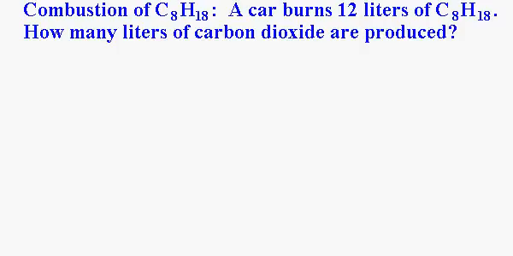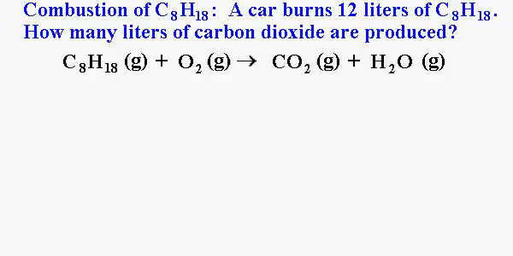demonstrate. The problem asks, if a car burns 12 liters of octane, C8H18, how many liters of carbon dioxide are produced? Now, we aren't given a chemical equation, but we know the chemical equation for combustion. We add oxygen, we make carbon dioxide and water. Now, sometimes you don't know the phases in a chemical reaction. In this case, you do. The problem tells you that the C8H18 is gaseous, and you know that in combustion, the oxygen, the carbon dioxide, and the water are all gaseous as well. So this is a great equation for the law of Gay-Lussac, because all of the substances are gases.